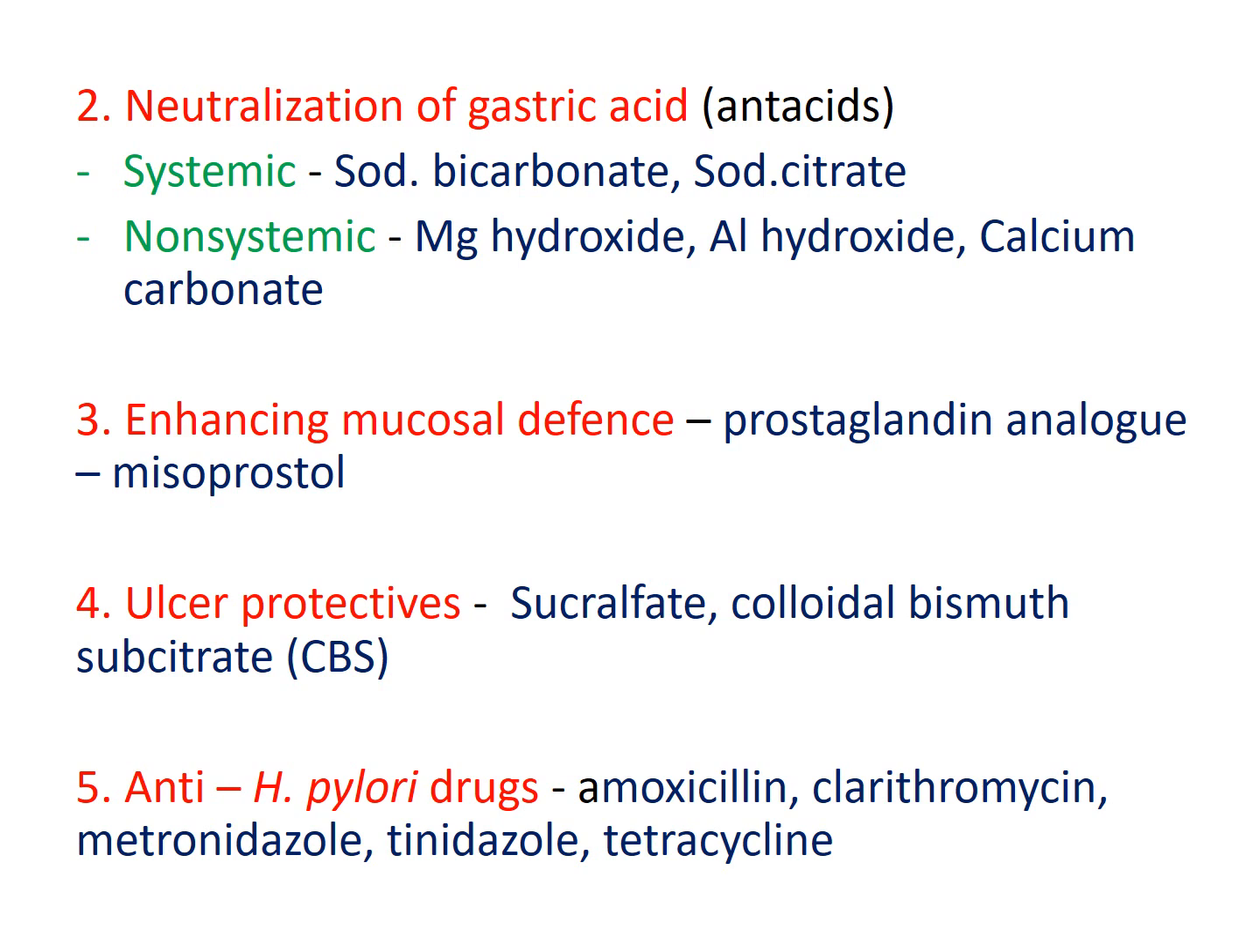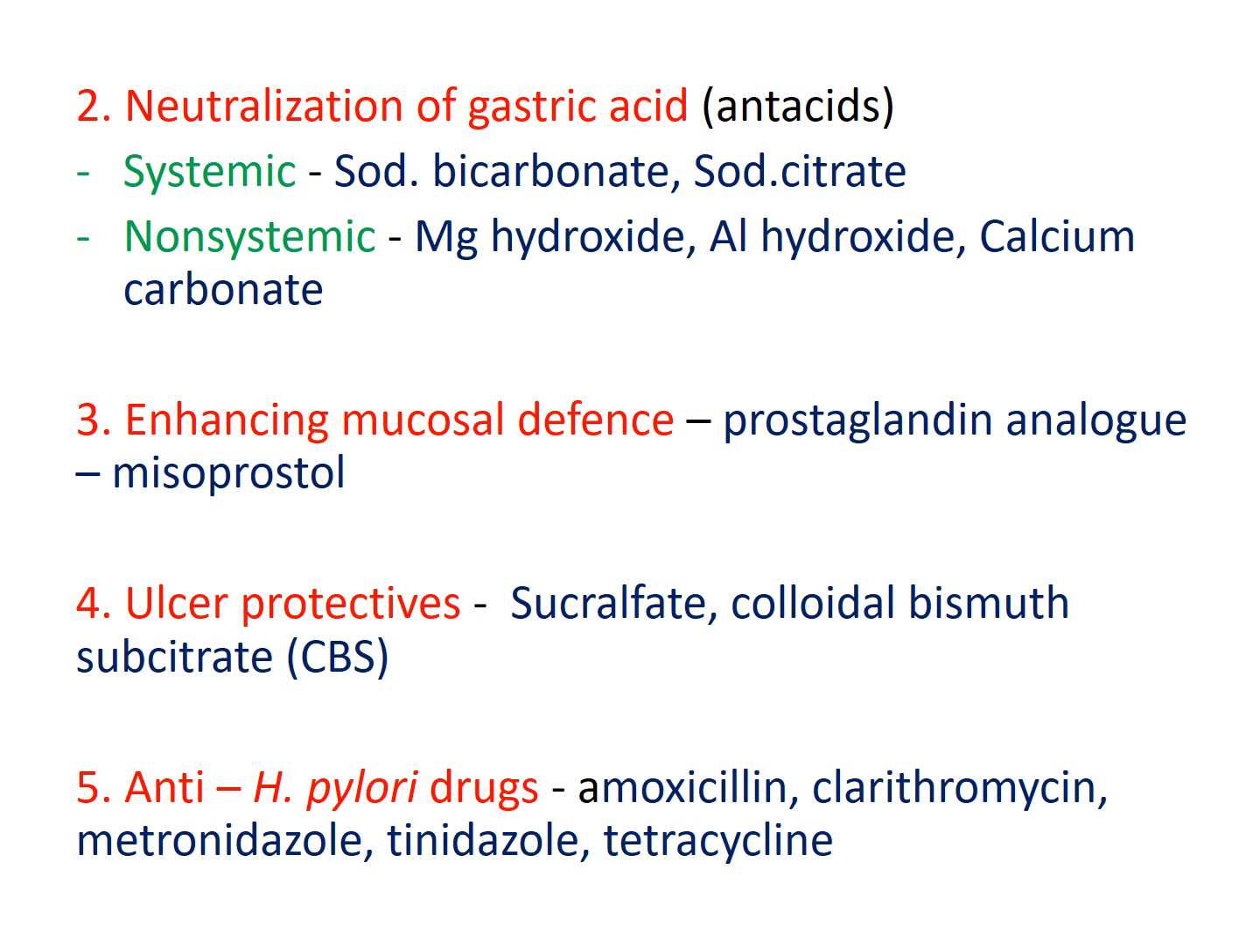It can be given in 2 ways. One is the systemic method, like sodium bicarbonate and sodium citrate. The second is non-systemic, mainly given orally: magnesium hydroxide, aluminum hydroxide, and calcium carbonate. These are all commonly seen in our antacid syrups.